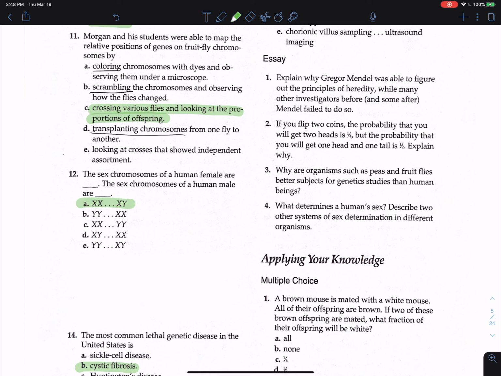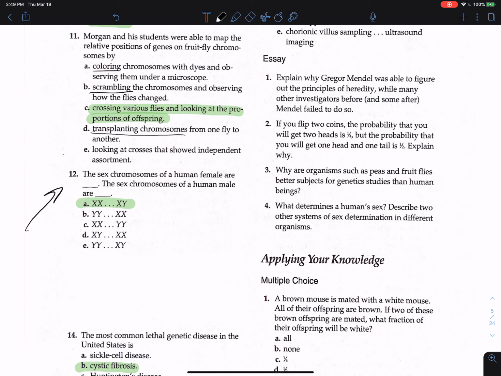For number 4, what determines a human's sex? Describe 2 other systems of sex determination in different organisms. We alluded to this in number 12 earlier with the chromosomes. That's the first way to do it. So humans who inherit X chromosomes from both the mom and the dad would happen to be female. Humans who inherit the X chromosome from mom and a Y chromosome from dad would happen to be male.